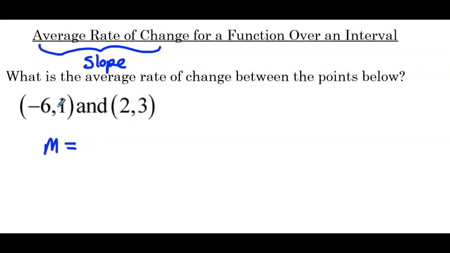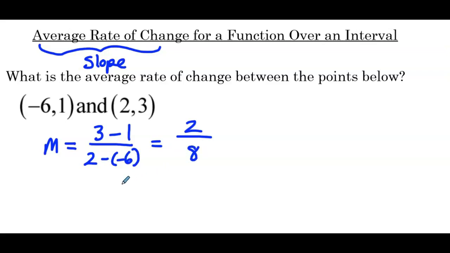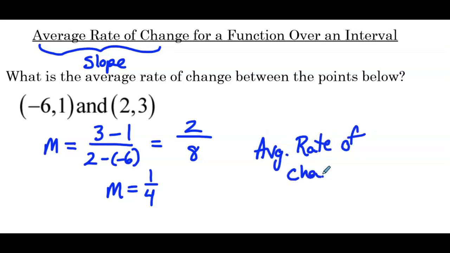So y2 minus y1, so 3 minus 1, over x2 minus x1, so 2 minus negative 6. So the numerator, 3 minus 1, becomes 2. In our denominator, 2 minus negative 6 is 2 plus 6, which is 8. So reducing our fraction, we get a slope of 1/4. So the average rate of change is 1/4.